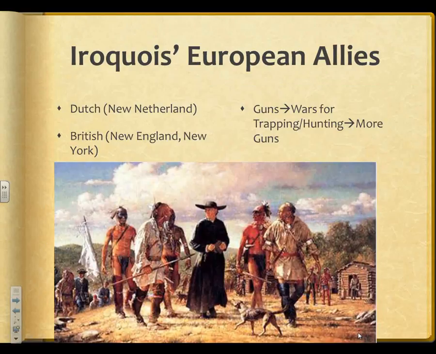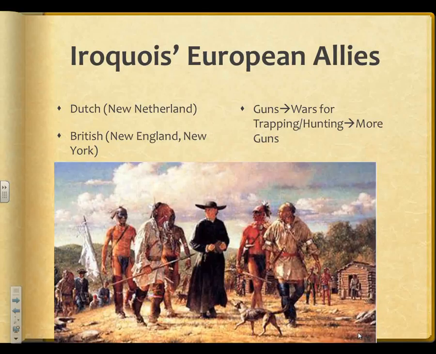The Iroquois are going to have some sort of mixed alliances. They're going to first ally themselves with the Dutch. And then when the English come along, they're going to sort of uneasily shift their alliance to the English. And really, the primary goal of the Native Americans in allying themselves with the Europeans is to get guns. That's really what it is.